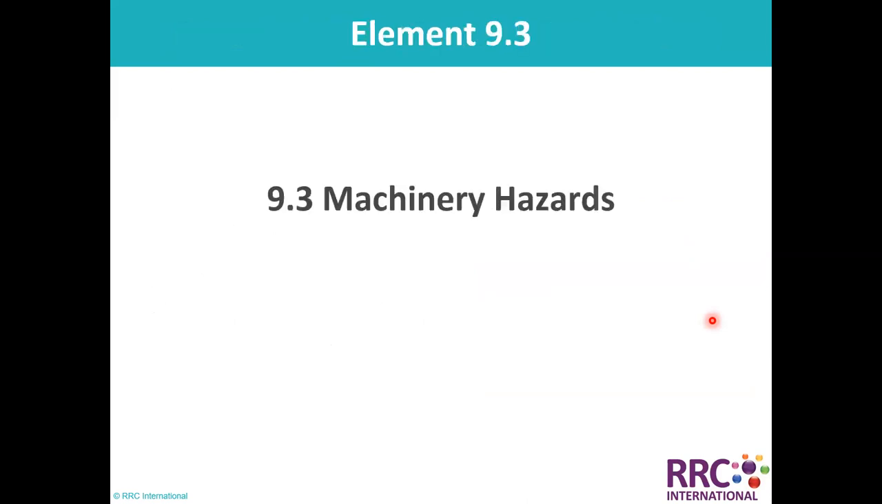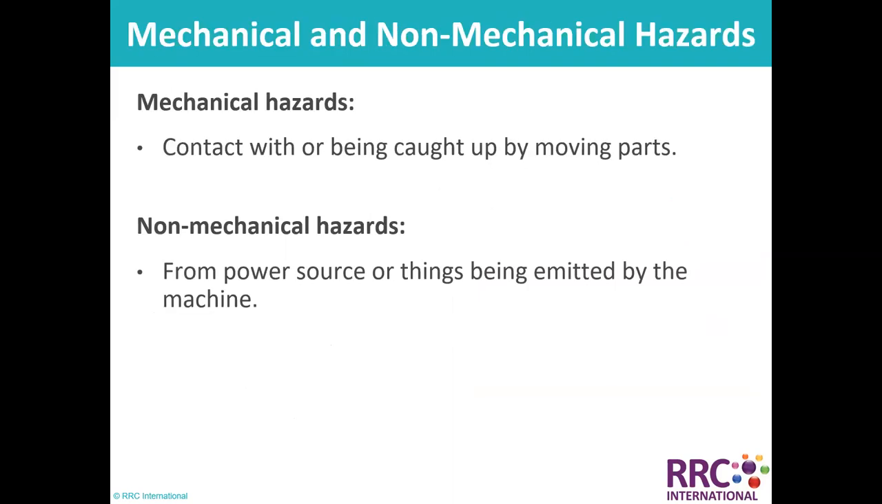Now we are going to discuss about the machinery hazards, that in case if we are using any machine, what kind of hazards do we have? Basically, whenever we are using any machine, we are having two main kinds of hazards. One of them we call mechanical hazard. One of them we call non-mechanical hazard. Mechanical hazards include all those hazards which are basically arising by the moving parts of the machine. Okay, when you get contact with or being caught up by the moving parts of the machine.